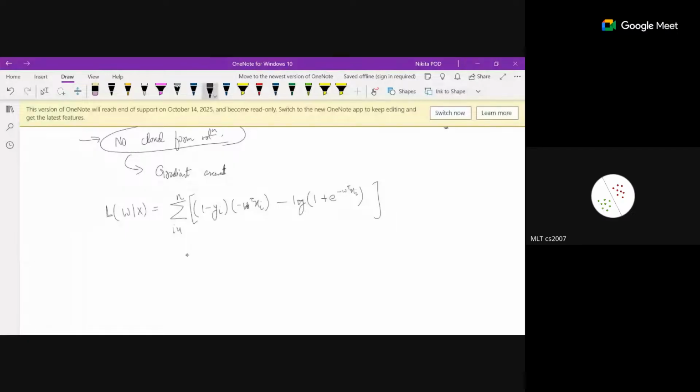What will you get? Minus (1 minus yi) times minus xi. Then minus 1 by, log of 1 by something, that entire thing. We will get minus e to the power minus w transpose xi divided by 1 plus e to the power minus w transpose xi, into minus xi. Minus xi, so that will become plus xi.